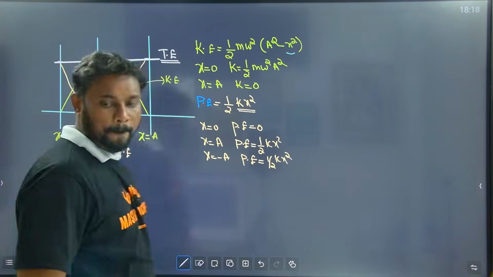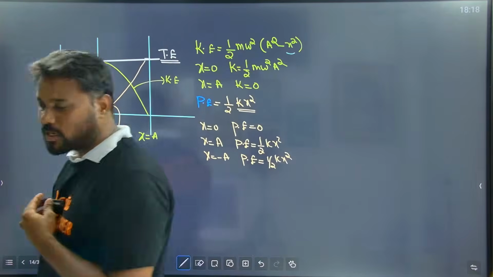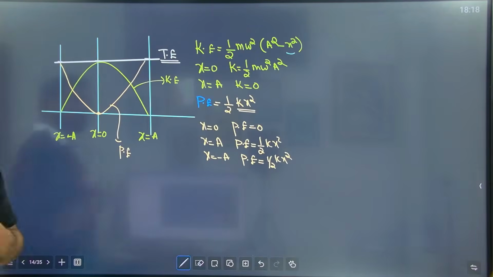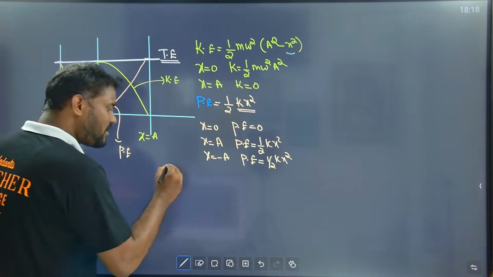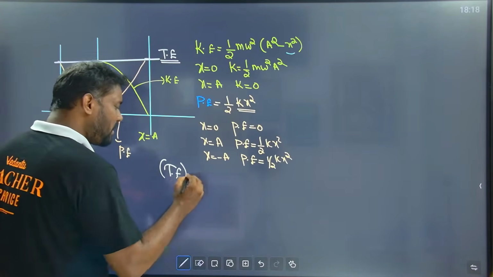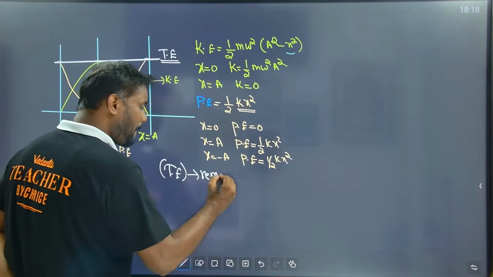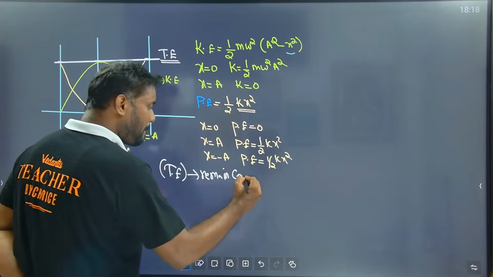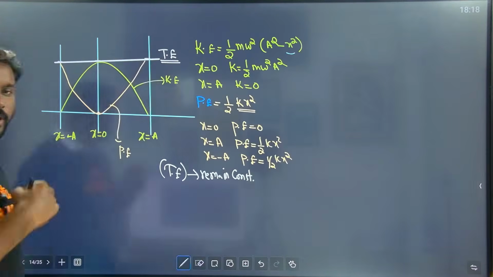Any doubt up to here? So this must be known clearly. This is the kinetic energy and potential energy value. Clear? So based on this, the last question is that the total energy of the system என்னவா இருக்கும்? Total energy remains what? Remains constant. Constant, you must know clearly.